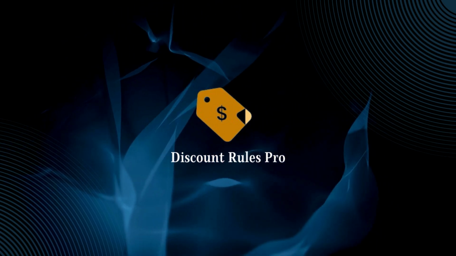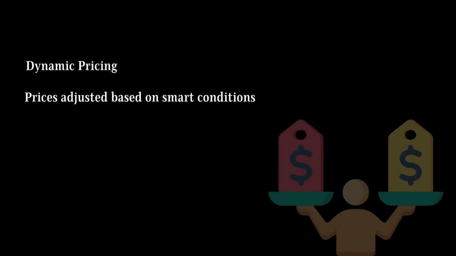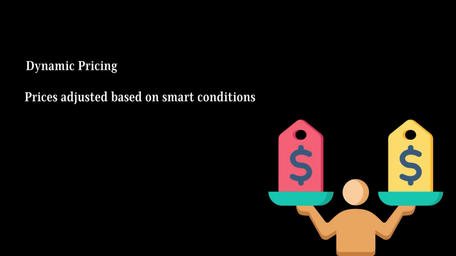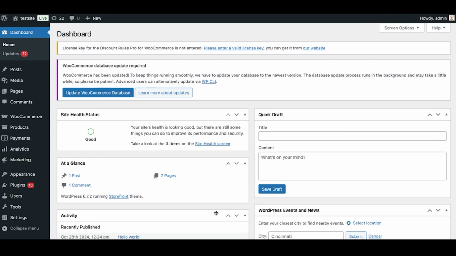Now, dynamic pricing is just a fancy way of saying prices adjust based on smart conditions. Let's start with a simple store-wide 20% off weekend sale. For this, I'm just going to be using the Discount Rules Pro plugin, which is an amazing plugin by Flycart, and they offer a lot of options that you can set and in fact make conditional rules. So let's just check this plugin out.